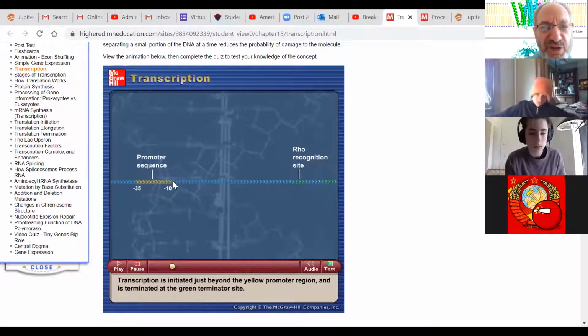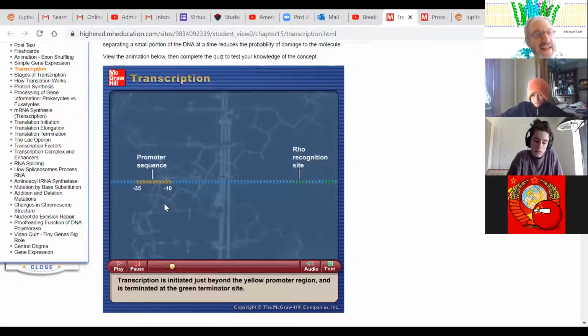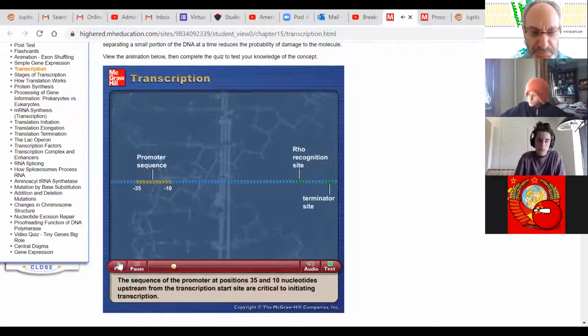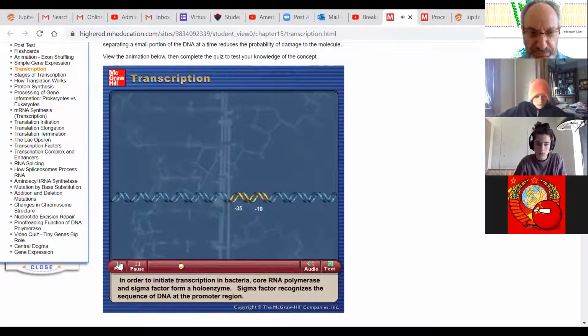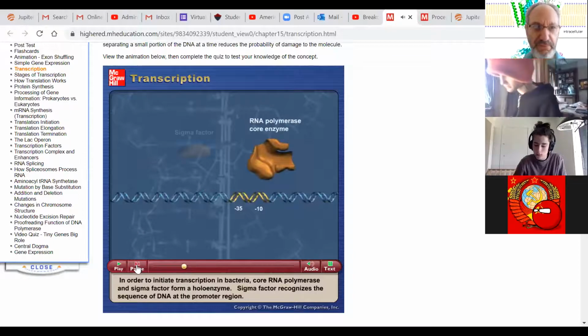And so transcription, the gene actually starts being transcribed right here. But this is where the enzymes bind. The sequence of the promoter at positions 35 and 10 nucleotides upstream from the transcription start site are critical to initiating transcription. In order to initiate transcription in bacteria, core RNA polymerase and sigma factor form a holoenzyme.